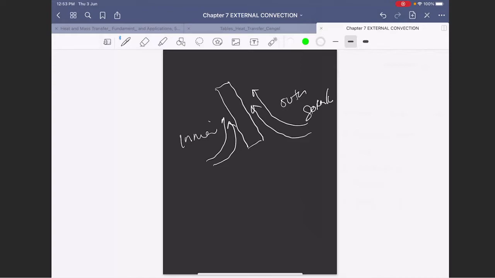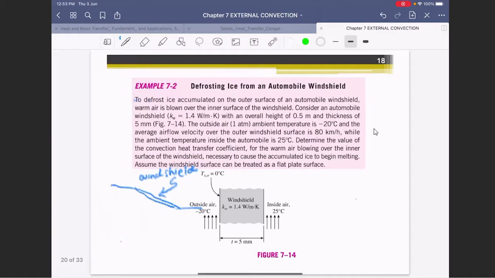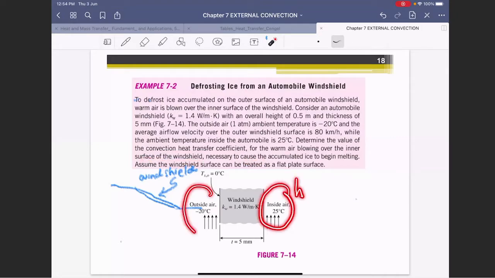To eliminate or to condensate the water vapor. Okay? So now you are asked to determine the h of the inside air. Betul tak? Let me go back. So what is the question? The convective heat transfer coefficient over the inner surface of the windshield. Okay, meaning that you need to know the h of the inside and outside as well.